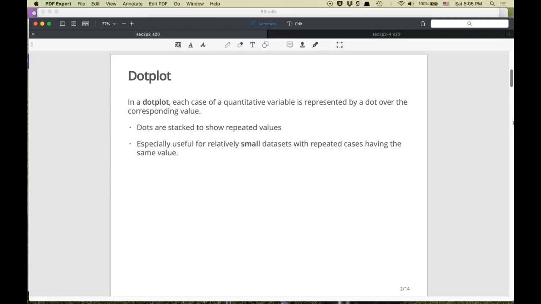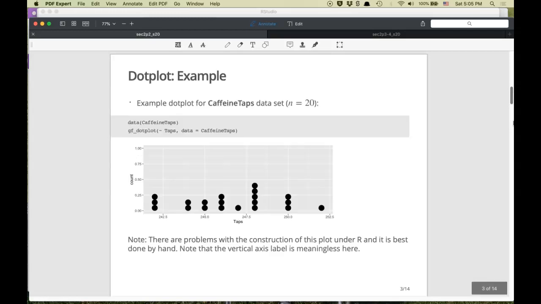All right. Okay, so first of all, we start with the idea of a dot plot. In a dot plot, each case of a quantitative variable is represented by a dot over the corresponding value. Dots are stacked to show repeated values, and it's especially useful for relatively small data sets with repeated cases that have the same value. So I'll give you an example of that. Now here's one constructed with R.